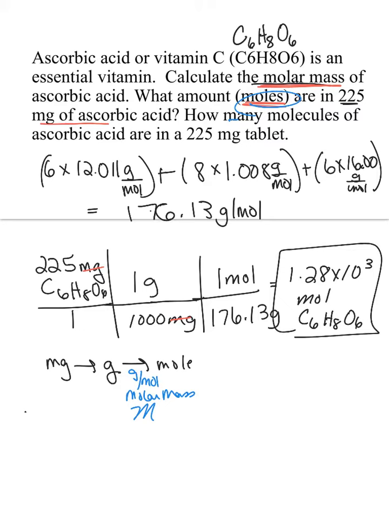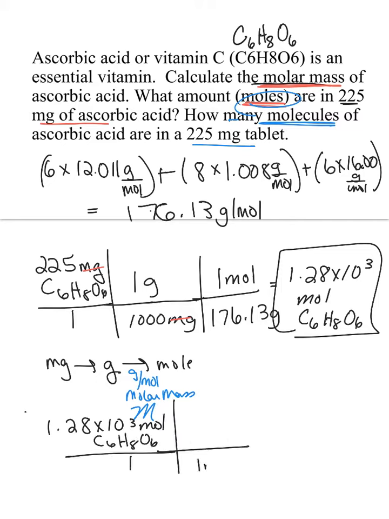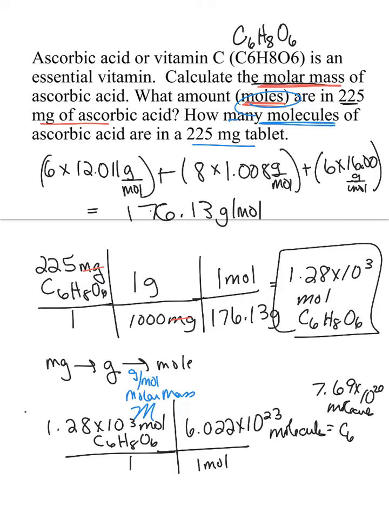Okay, the next question asks how many molecules are in this 225 milligram tablet. So since we already did this work and we have how many moles, we're just going to use Avogadro's number. So 1.28 times 10 to the third mole of C6H8O6. And for 1 mole, we have 6.022 times 10 to the 23rd molecules. When we put that in our calculator, we get 7.69 times 10 to the 20th molecules of C6H8O6.